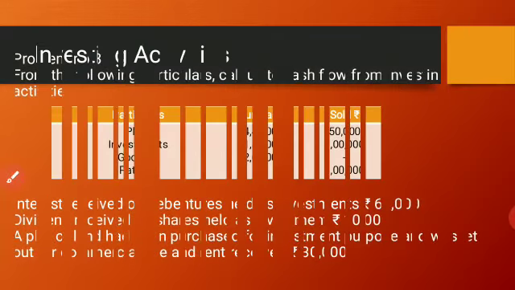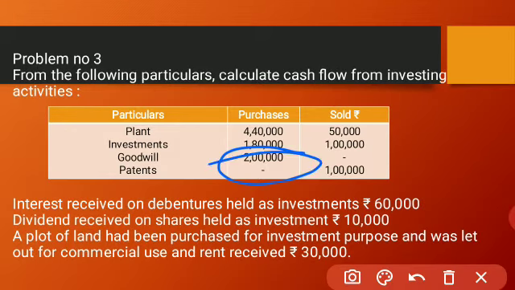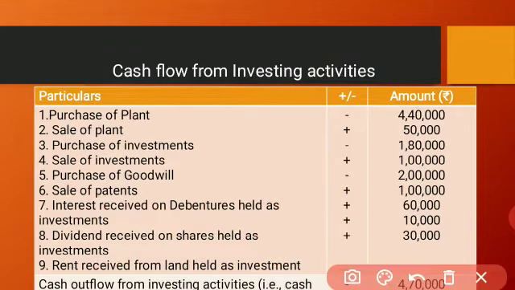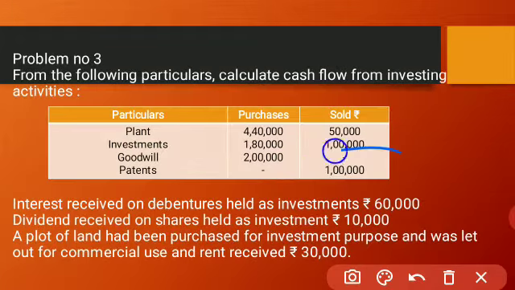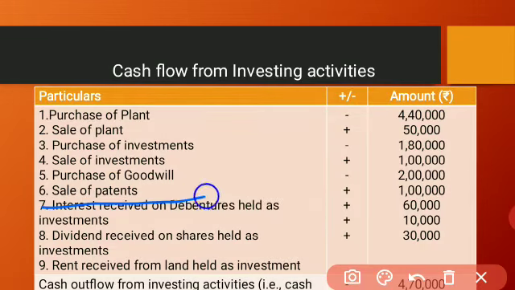What is the next one? Goodwill has been purchased for 2 lakh rupees. Purchase of goodwill. Goodwill has been purchased, that means cash will go out of the business. So we specify purchase of goodwill, negative balance, minus 2 lakh rupees. Again they said patent has been sold for rupees 1 lakh. There is no sale of goodwill and there is no purchase of patent. So they have sold a patent for rupees 1 lakh. So we have written sale of patent, 1 lakh rupees.